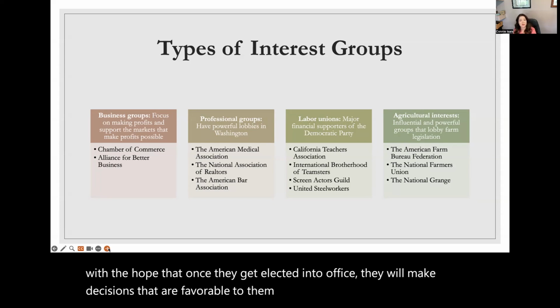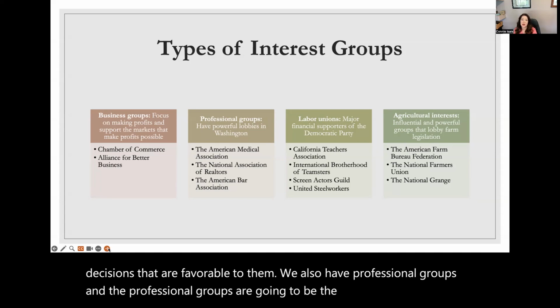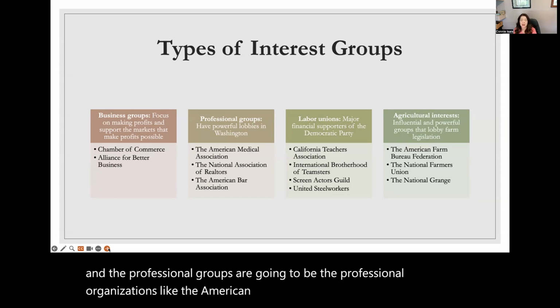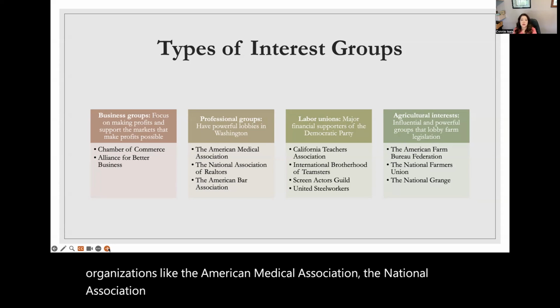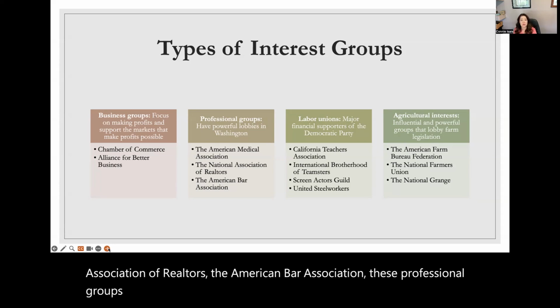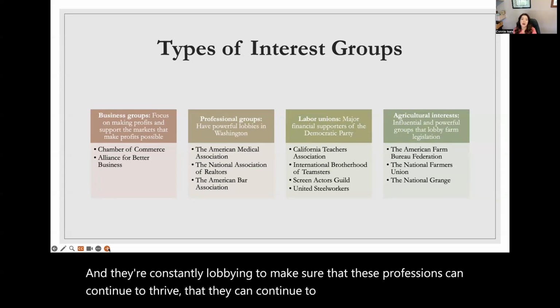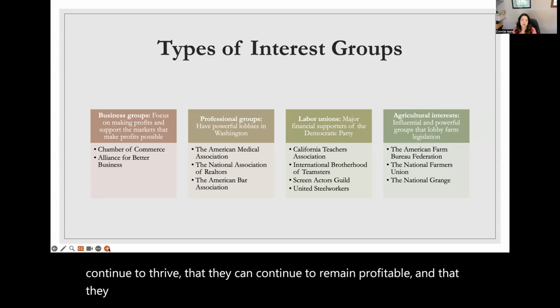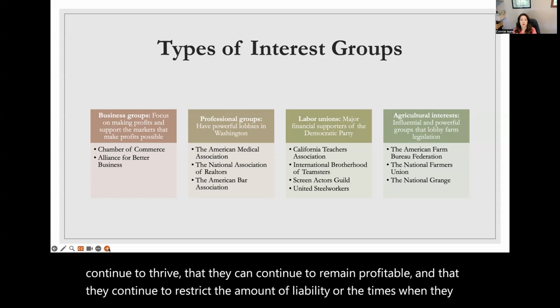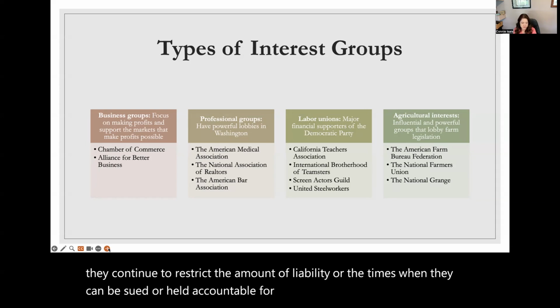We also have professional groups, and the professional groups are going to be the professional organizations like the American Medical Association, the National Association of Realtors, the American Bar Association. These professional groups have powerful, powerful lobbyists in Washington, and they're constantly lobbying to make sure that these professions can continue to thrive, that they can continue to remain profitable, and that they continue to restrict the amount of liability or the times when they can be sued or held accountable for their actions.